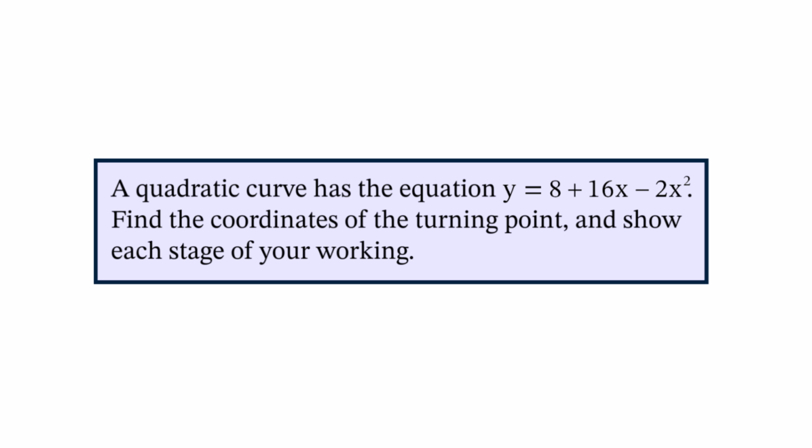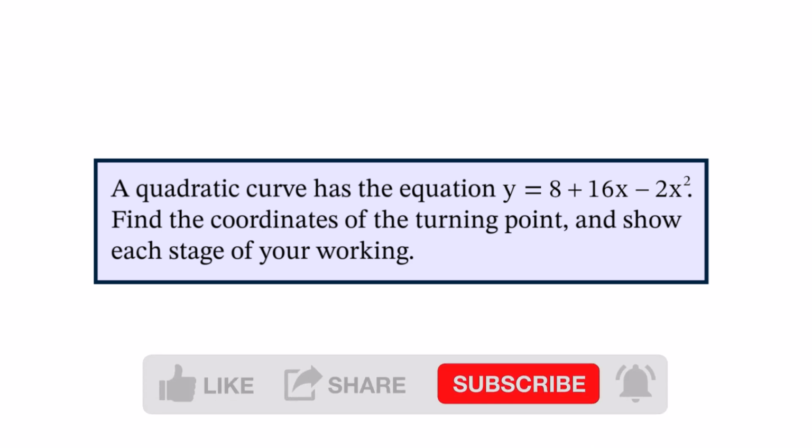In this video, we're going to look at a turning point question that's suitable for students aiming for a grade 9 in their GCSE maths exam. So this question states that a quadratic curve has the equation y equals 8 plus 16x minus 2x squared. Find the coordinates of the turning point and show each stage of your working. To get the most out of this video, I recommend you pause and attempt the question yourself. Then resume watching to see if your answer was correct or to find out where you went wrong.